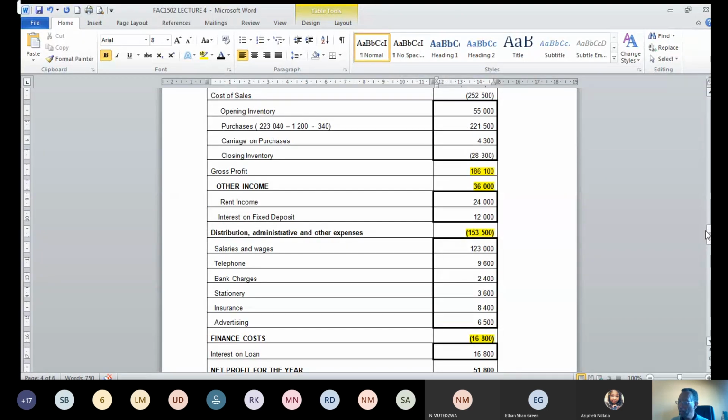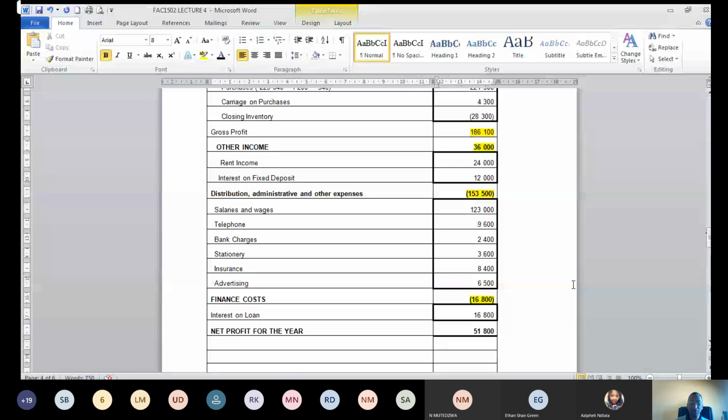If I must now calculate the solution of my statement of profit and loss and other comprehensive income, I take my gross profit. I'm now just working with the totals. Gross profit, 186,100 plus my other income of 36,000 Rand minus distribution, administrative and other expenses of 153,500. And I subtract now my finance cost of 16,800, and that will give me an amount of 51,800 Rand, and that 51,800 is then called my net profit for the year.